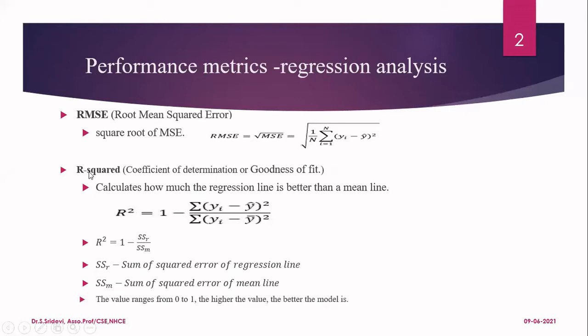And another term which is very famous in regression analysis is R squared, which is also written as R2 or R power 2. This is also known as the coefficient of determination or goodness of fit. And this is going to calculate how much better your regression line is performing than a mean line.